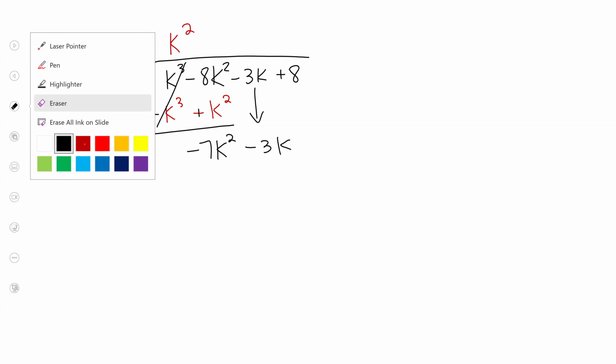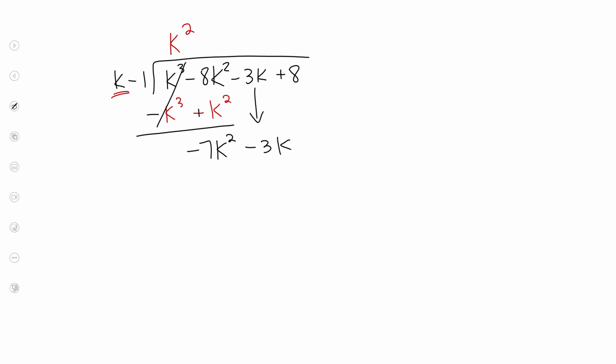Okay, now we have to ask, K times what will give you -7K squared? -7 and a K, -7K. Now we're going to multiply. So I'm going to get K times -7K is -7K squared. -1 times -7 will be a +7 and a K.